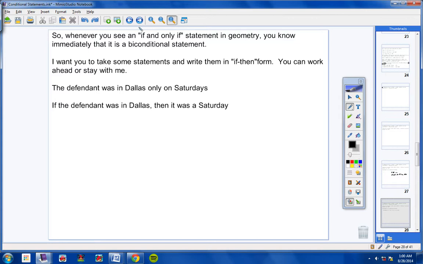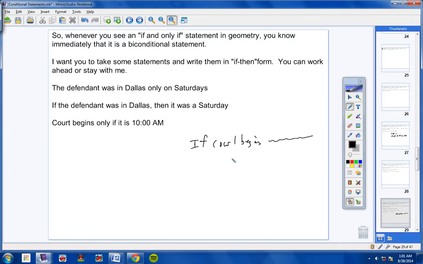I want you to try another one. Please write this statement in your notes. Court begins only if it is 10 o'clock in the morning. Now you can wait for me and just copy down what I put, or you can try to work ahead on your own. I want you to write this statement in if-then form. Now you have to ask yourself, should I start off saying if court begins, then it's 10 o'clock, or should I start off saying if it's 10 o'clock, then court has begun?